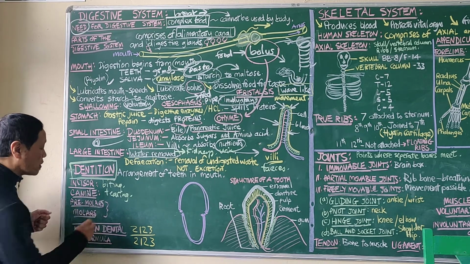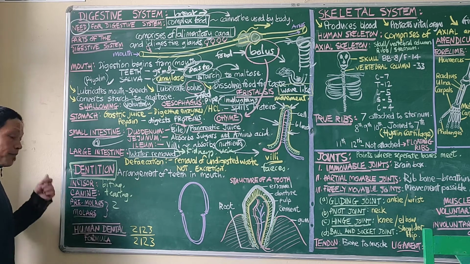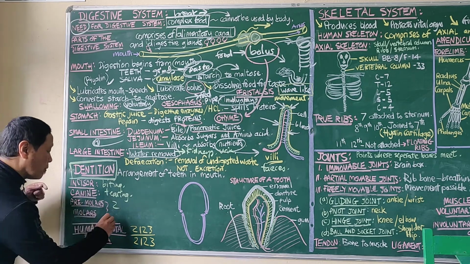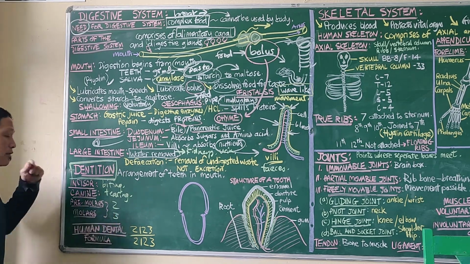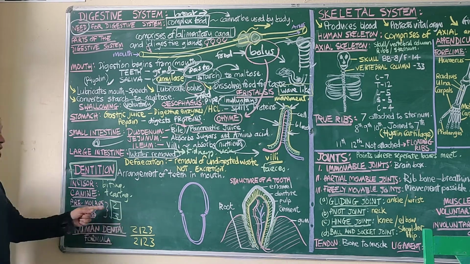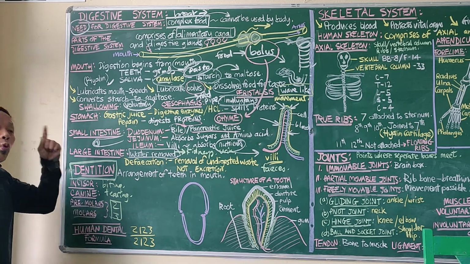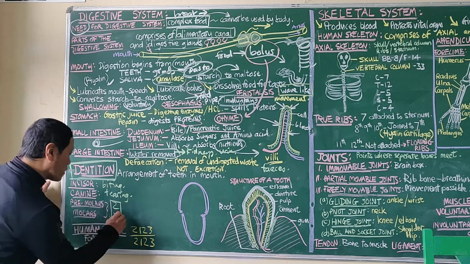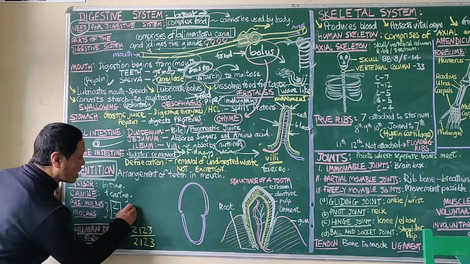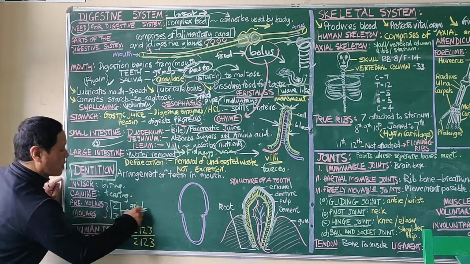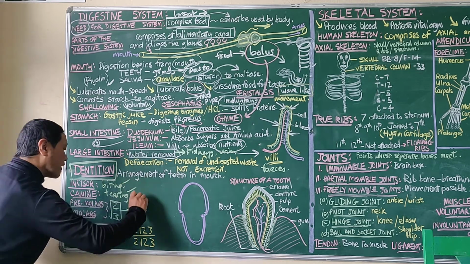And the premolars, we have 2 premolars on one side and 3 molars on the same side. So there are actually 5 of these on one side of one jaw. Okay? And the work of the molars is to grind food. So biting, tearing, and grinding.